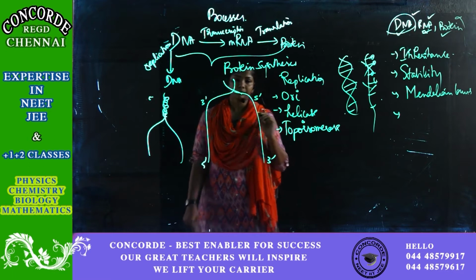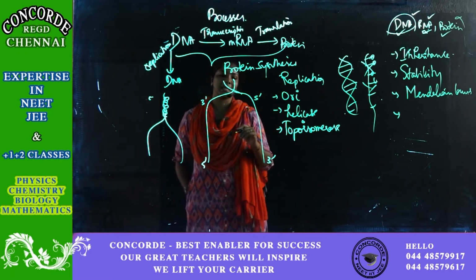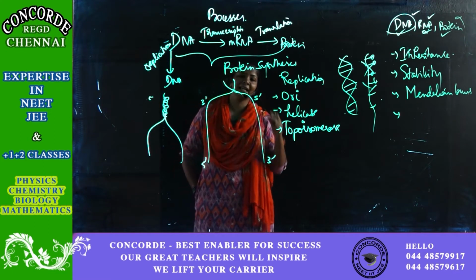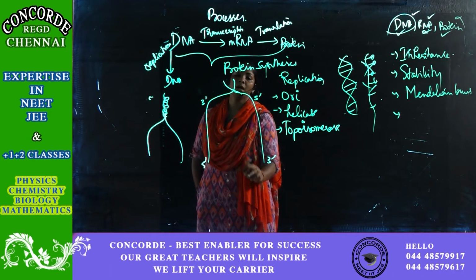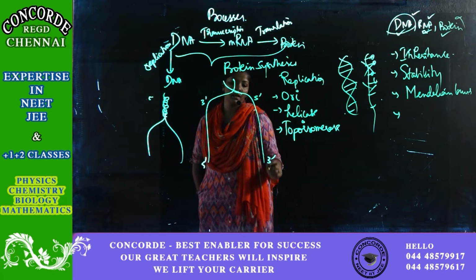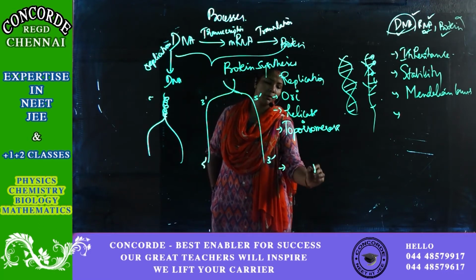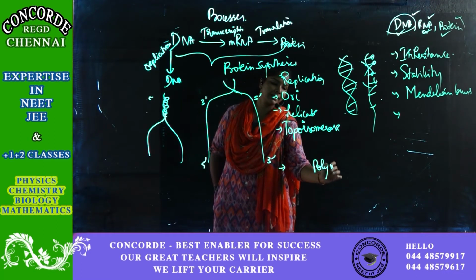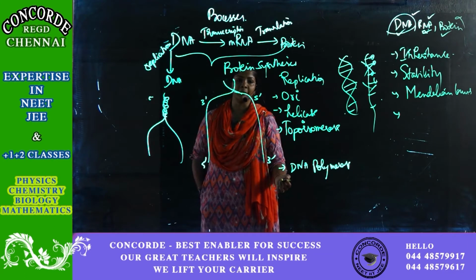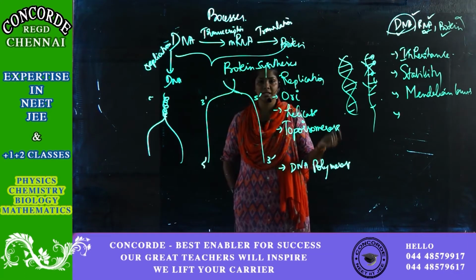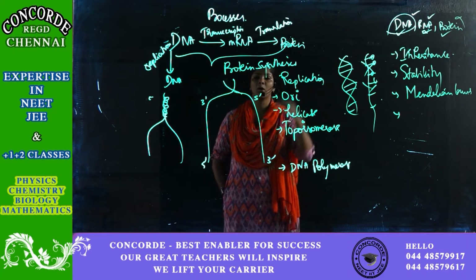Okay. Now what happens in DNA is that, what I have to synthesize here is other DNA. For synthesizing anything, what I need is a polymerase. If I have to synthesize RNA, I need RNA polymerase. Here I have to synthesize DNA, so I need DNA polymerase. So DNA polymerase produces DNA. RNA polymerase produces another copy of RNA.